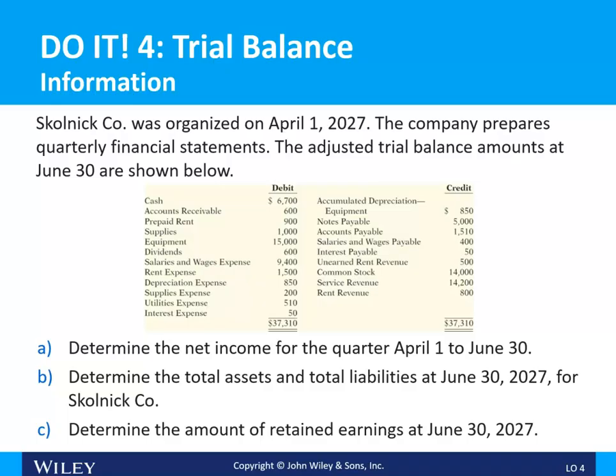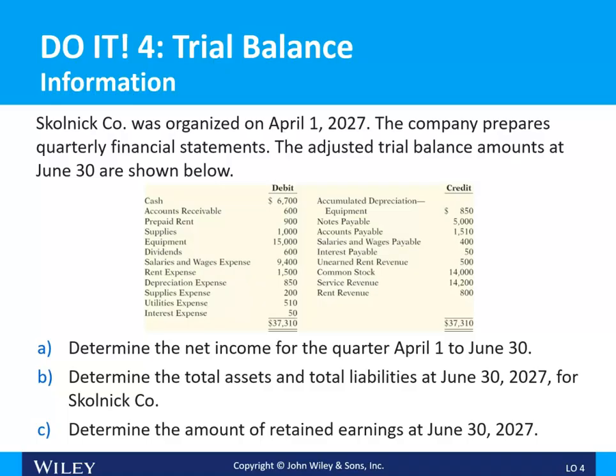Luckily, we're starting with the adjusted trial balance, so we don't have to worry about the adjustments for the quarter. There may be some homework questions that say you do it for the quarter. So instead of doing it for just 1 month, you have to do it for 3 months. So just be aware of that.